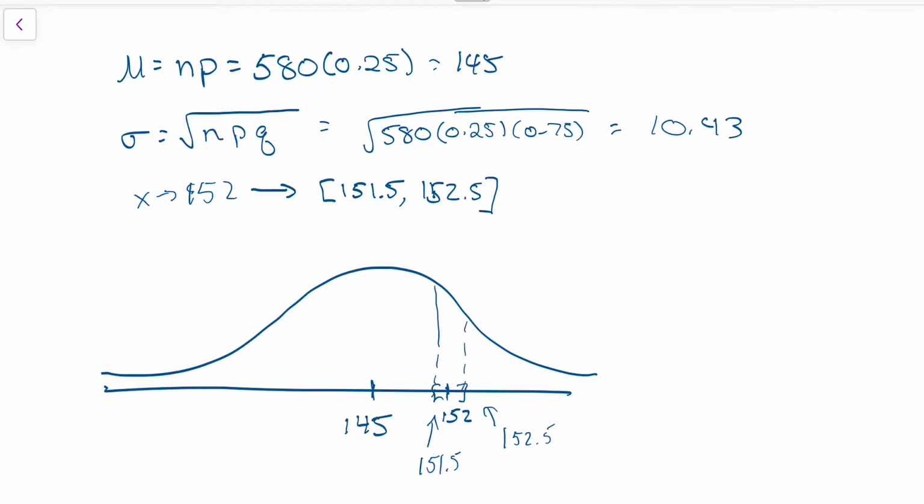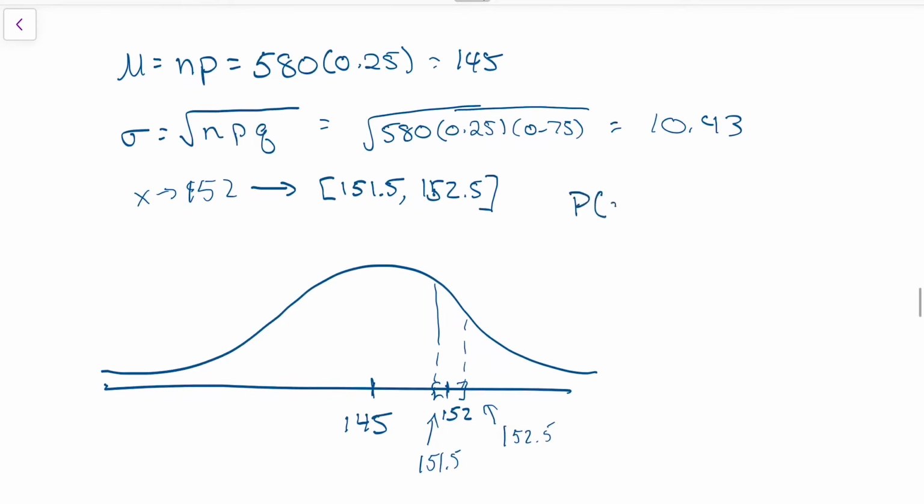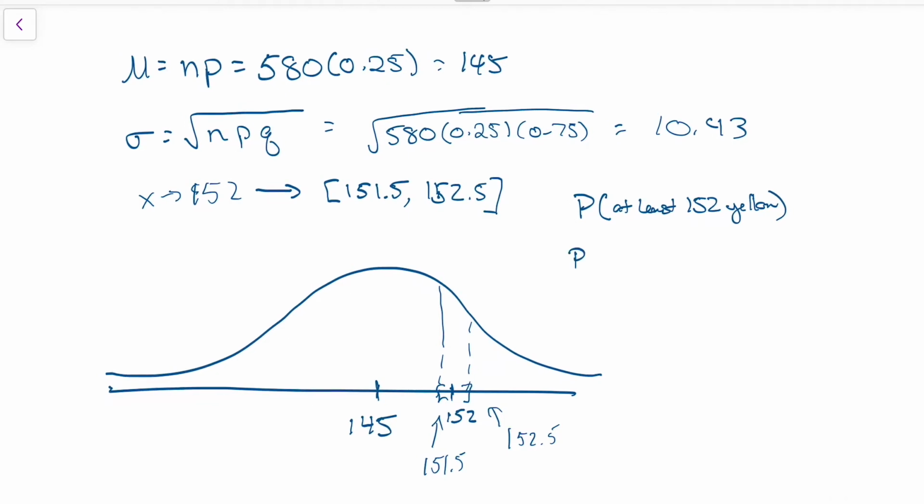And it could be that interval. And now we have to remember what we're computing. We want the probability of at least 152 yellow. So at least means the probability that x is greater than or equal to 152, right? And so if I look at this, I want to shade the region all the way to the right of 152.